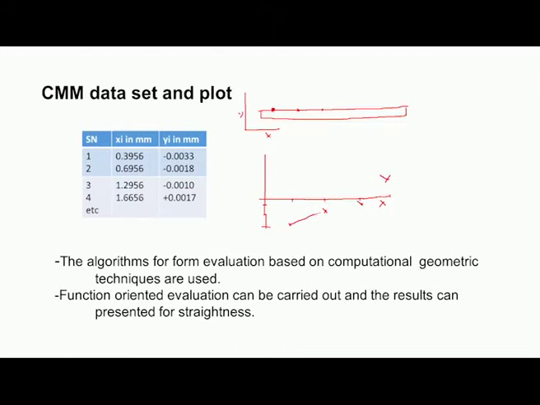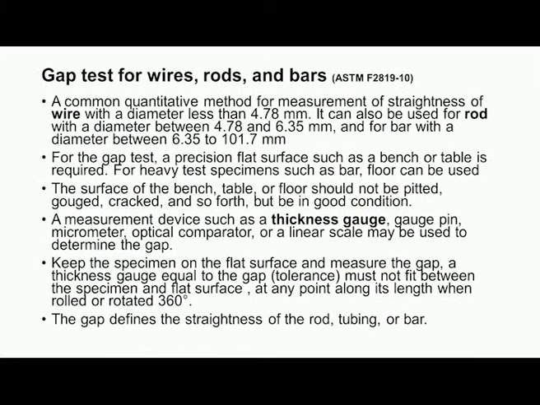Now, we can join them to get the profile, and also these data points are processed using algorithms for form evaluation based on computational geometric techniques. Also, functionally oriented evaluation can be performed and results can be presented, it may be for straightness, flatness, perpendicularity. So, all those geometric features can be measured using the coordinate measuring machines.